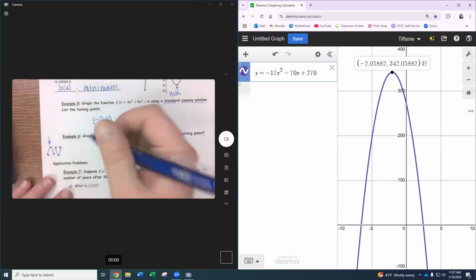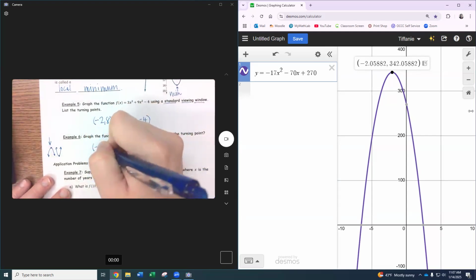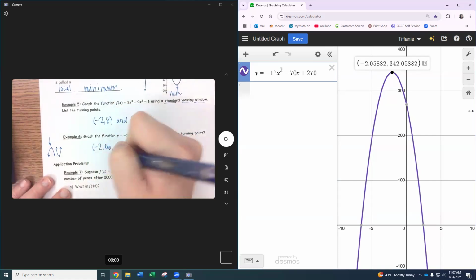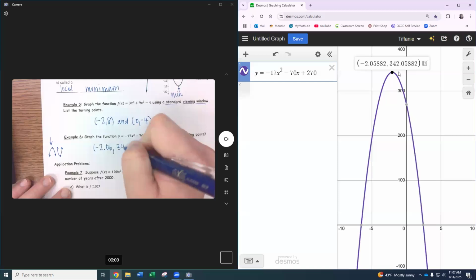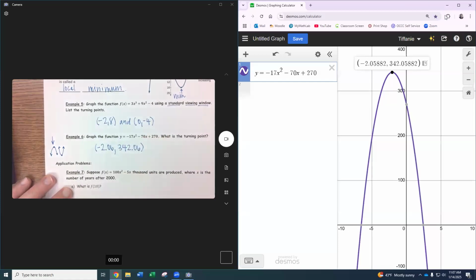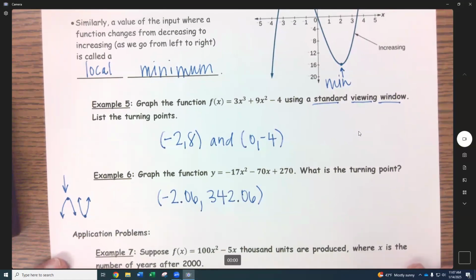So here's our answer. I'm just going to round to 2 decimal places. So we're going to call that -2.06, comma. Okay, when I round, that 8 makes that 5 go up, comma, 342.06. Because once again, that 8 makes that 5 go up to a 6. Okay, so those are my turning points, aka my max and min.